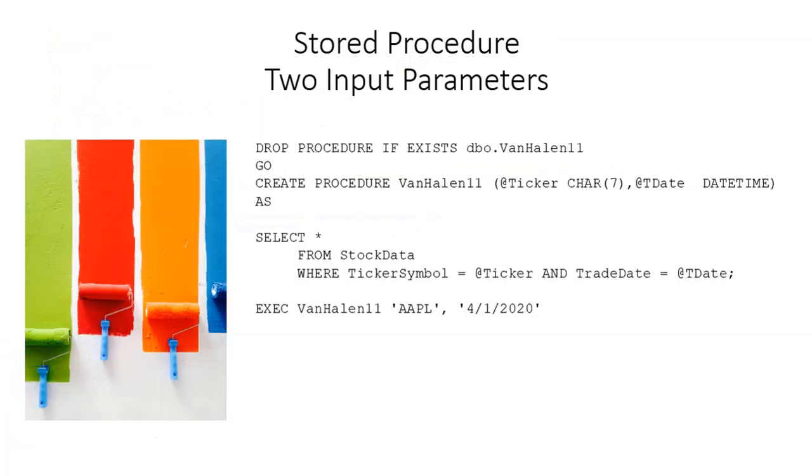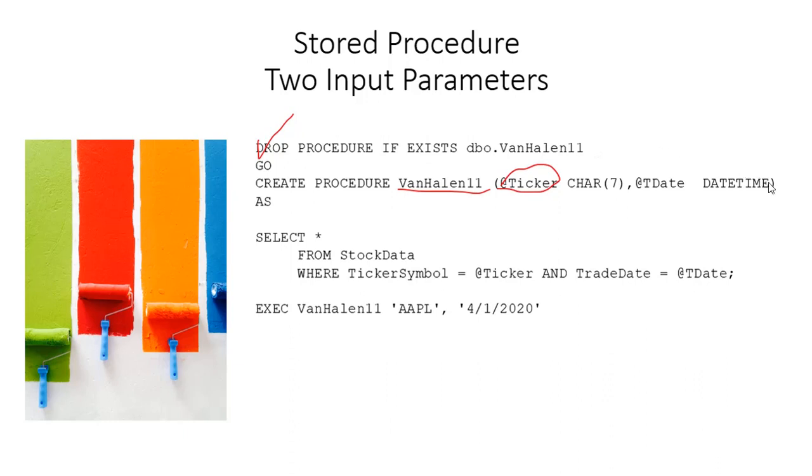Here is a stored procedure with two input parameters. First, if the procedure exists, let's drop it. Then we create the procedure calling it Van Halen 11, and here are the two inputs. At ticker is our first variable. It'll be a char.